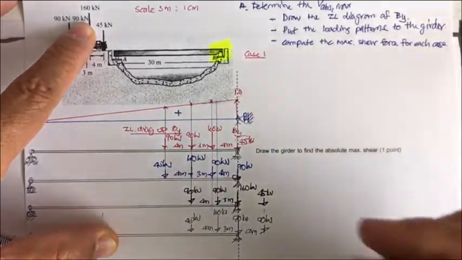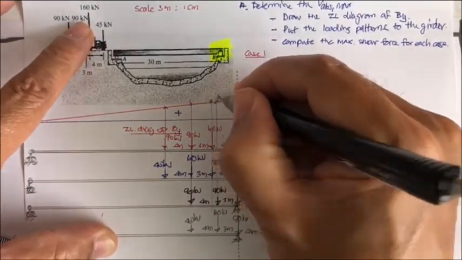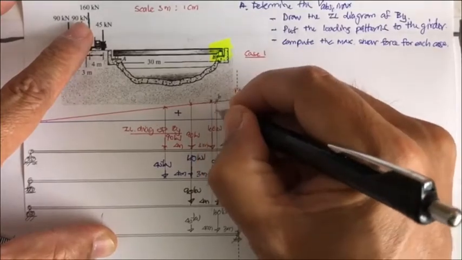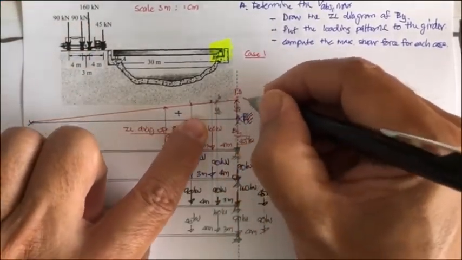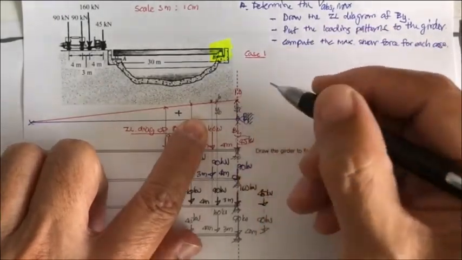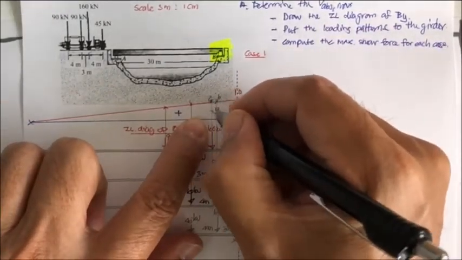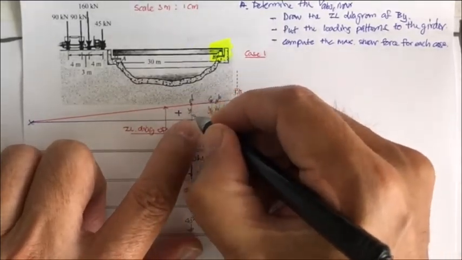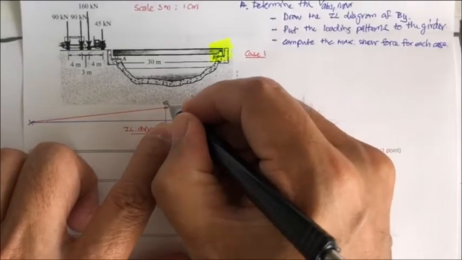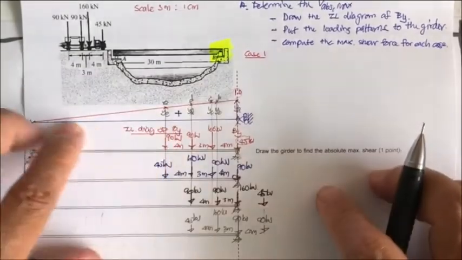I set this one to be the b. This is going to be y sub b. This is y sub a. Y sub a is equal to 1. This is c. This is y sub c. This is d. This is y sub d. And this is e. This is y sub e.